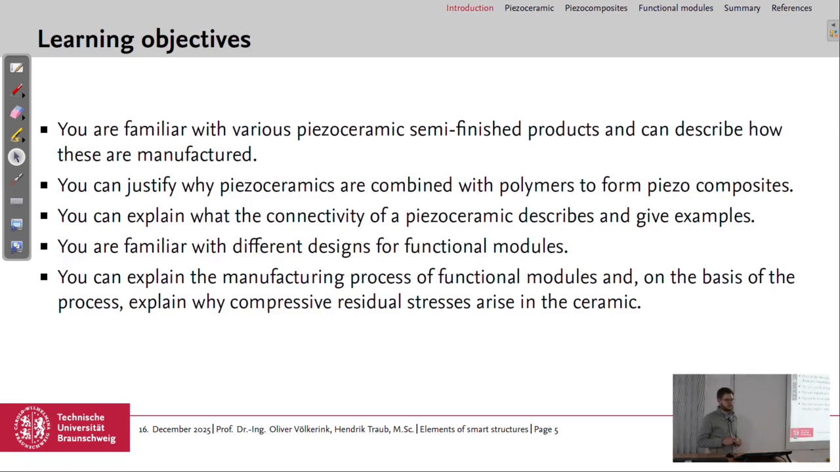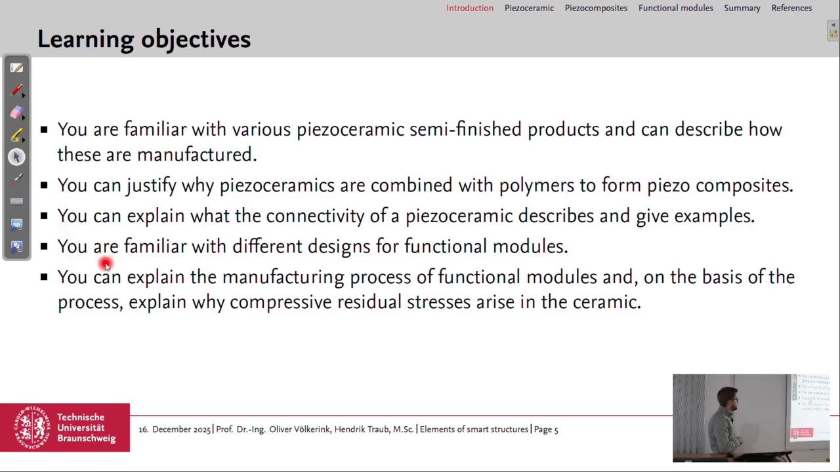Like in the other lectures, learning goals. First learning goal is that you are familiar with various piezoceramics semi-finished products and that you can describe how they are manufactured. Then you are able to justify why we combine piezoceramic materials with polymers to piezocomposites. And then this combination can be done, these composites, in different ways. And with this, we get different connectivities of piezoceramics with the polymers. And for this, you can also give examples.